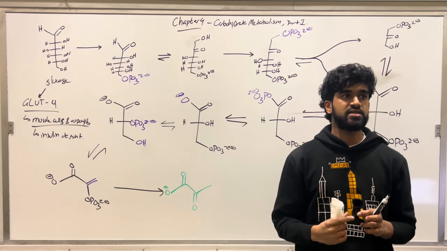Now, pop quiz, let's see who's been doing their Anki. What are the cells in the pancreas that produce insulin? The beta cells, the beta islet cells, yeah. So in the pancreas, we have these things called the islets of Langerhans, and the beta cells of the pancreas make insulin. Very good. The alpha cells make glucagon and the delta cells make somatostatin.